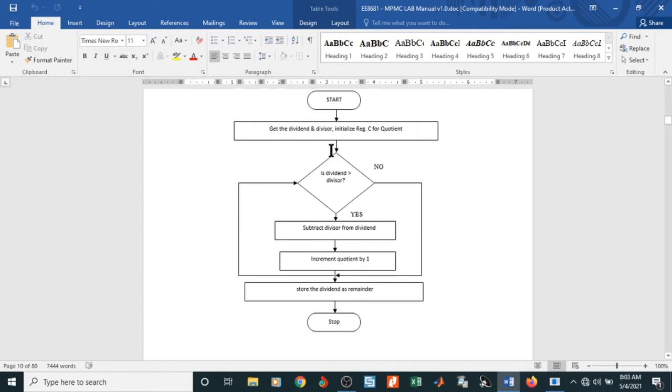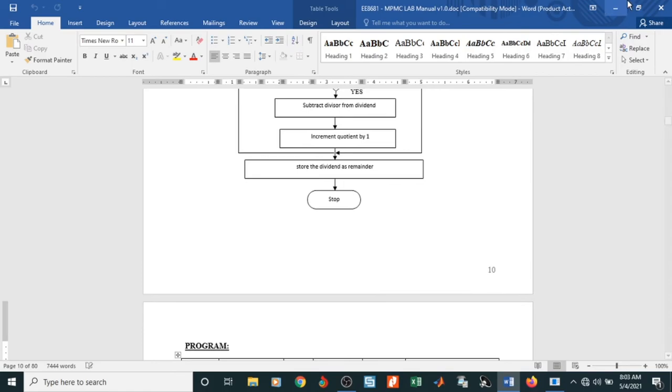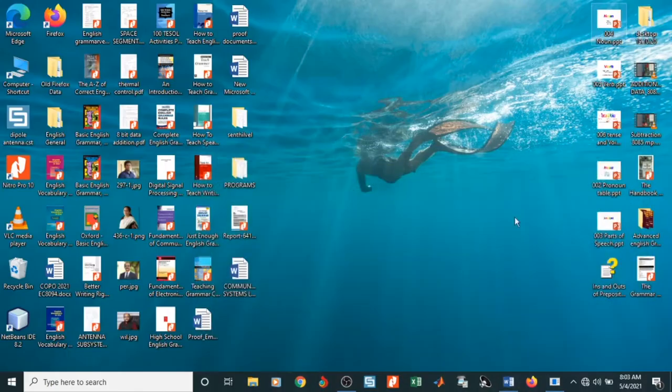Get the dividend and divisor, initialize register C for quotient. Is dividend greater than divisor? If it is yes, you're going to proceed. Subtract divisor from dividend, increment quotient by 1, and go to the loop back again. If it is no, dividend is not greater than divisor, you straight away come here, store the dividend as remainder and stop the execution. So let's look at the program.